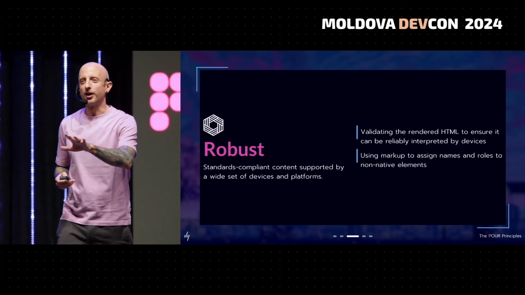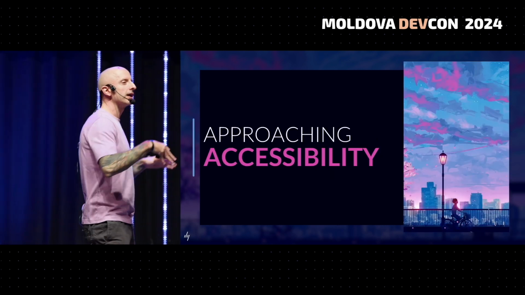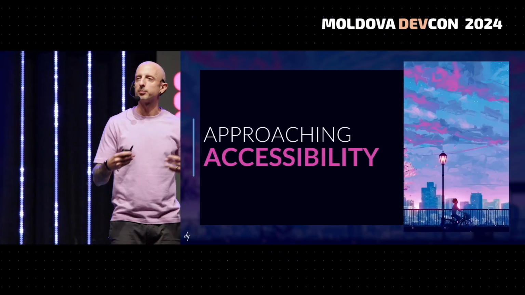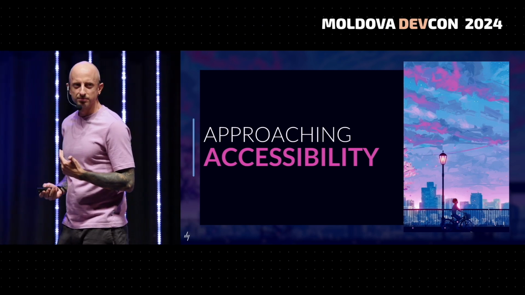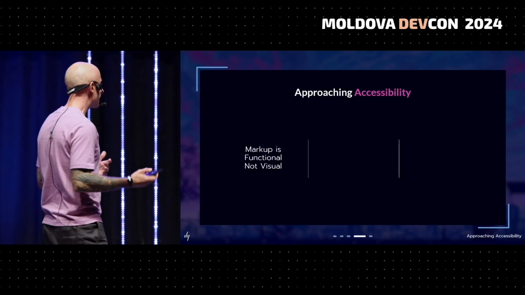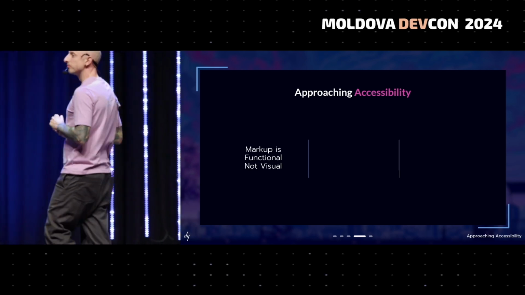So those are pretty broad, a little bit generic. I think we can start applying those to our approaches to how we can develop with accessibility in mind, hopefully in a way that feels natural. We have a few demos we're going to look at here. And the first is going to be that markup is functional, not visual.